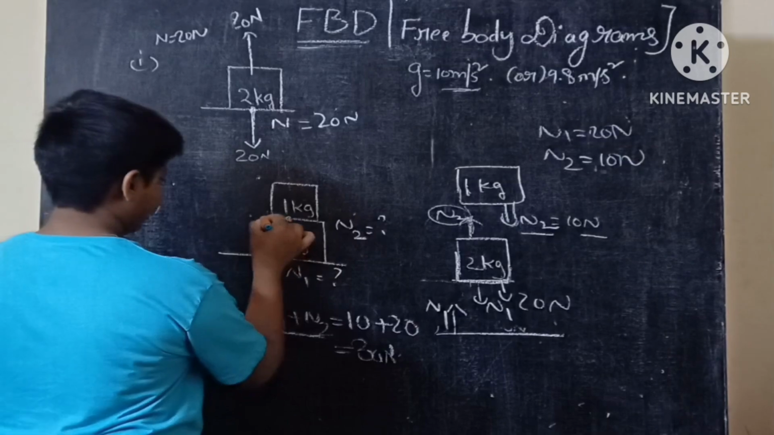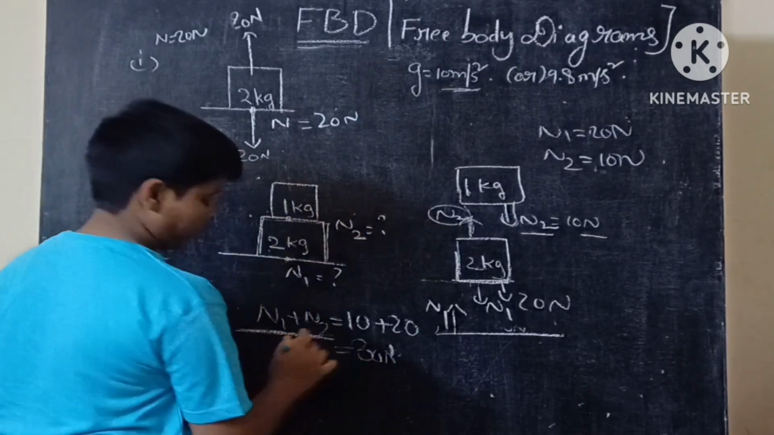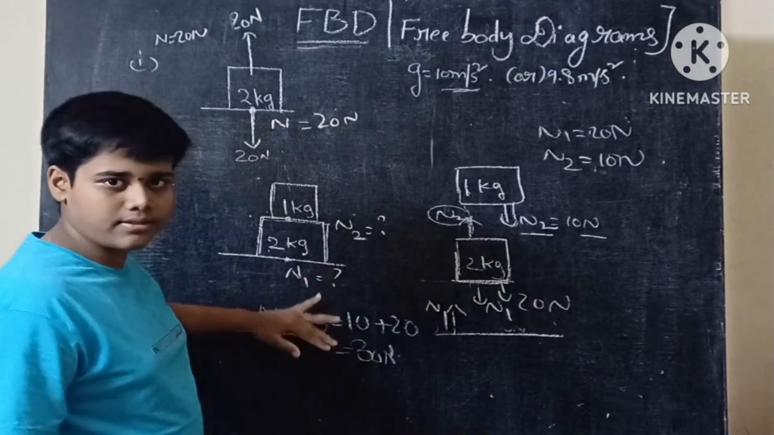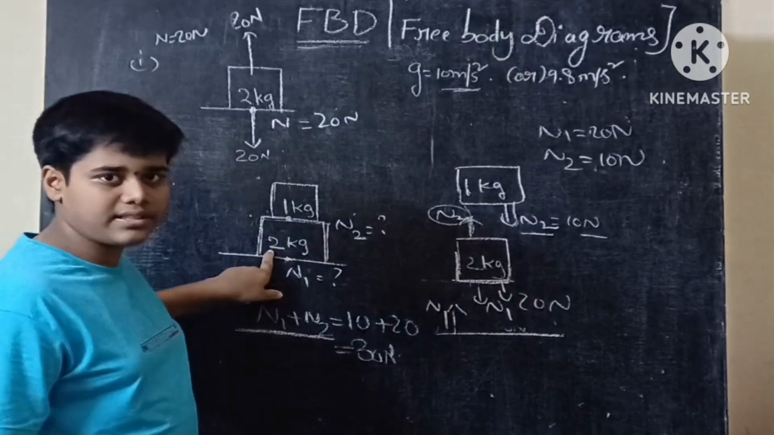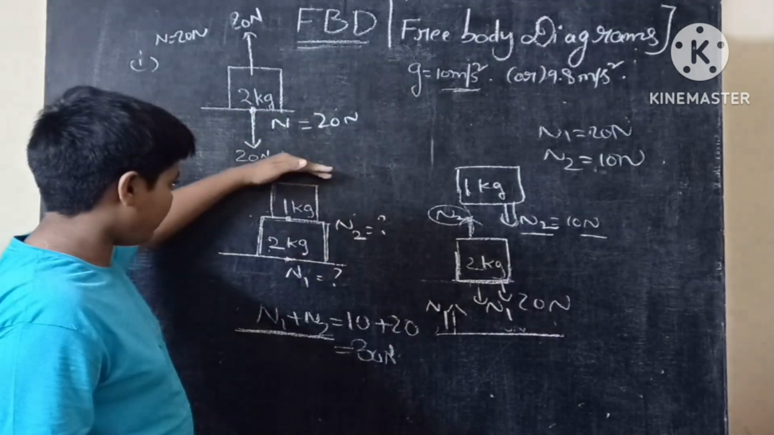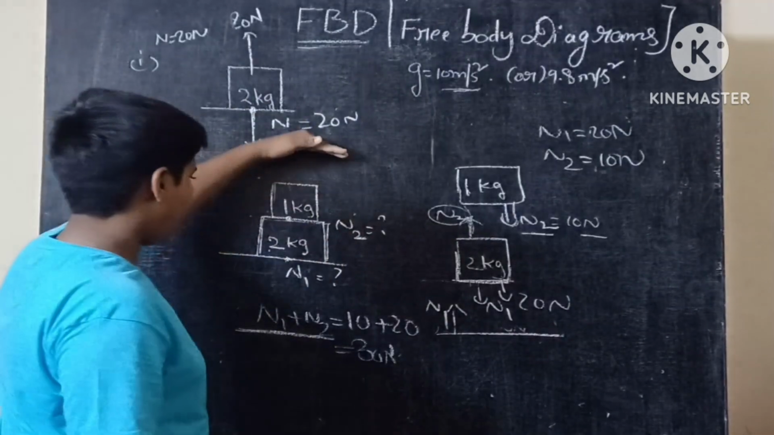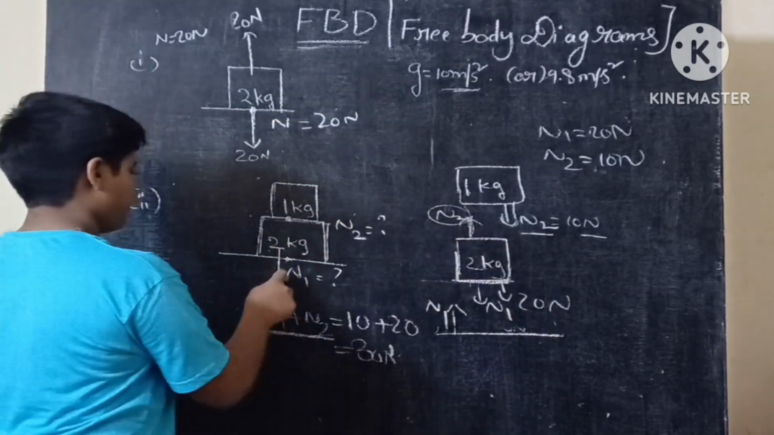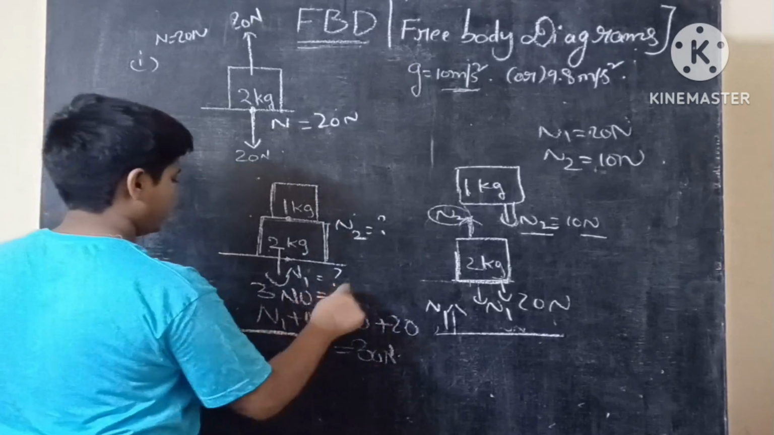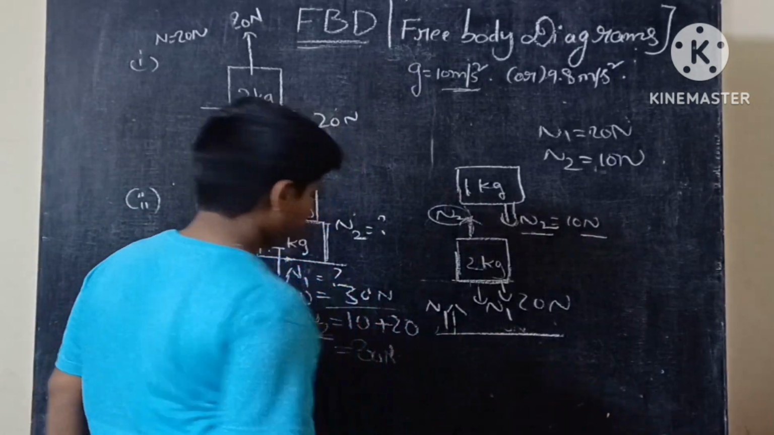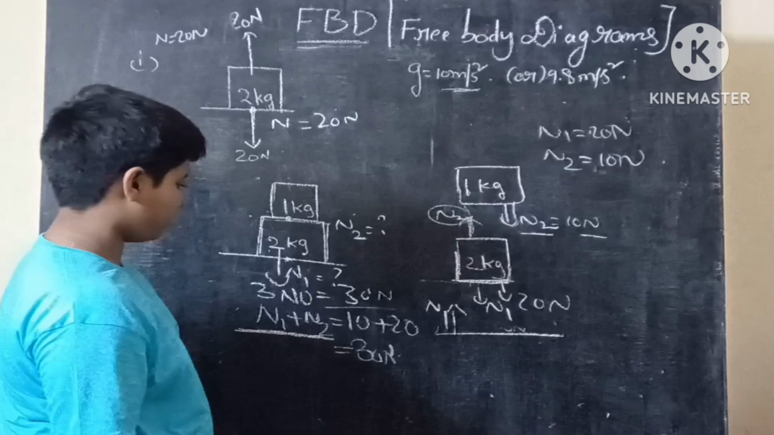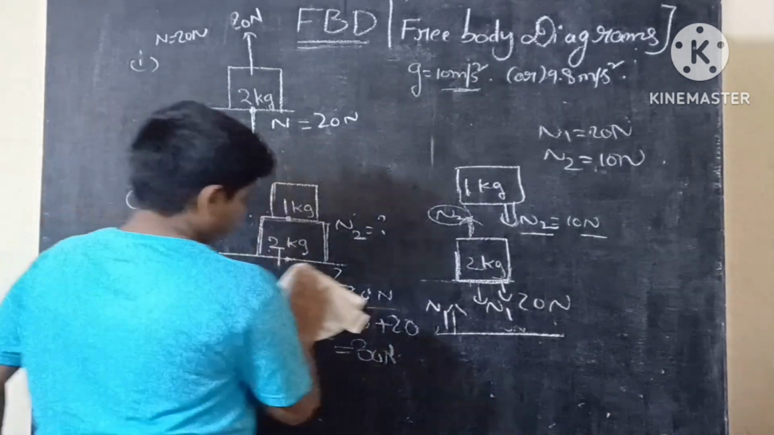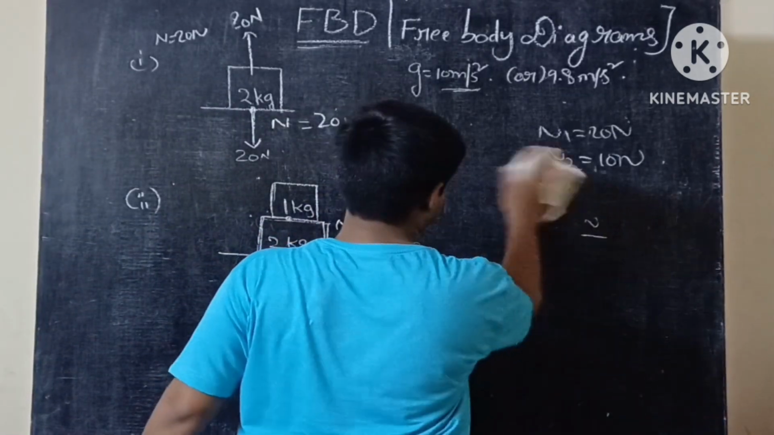If they ask the sum of normals, it means the total force acts downwards only, which means 1 kg plus 2 kg, a 3 kg body. Here we can take this whole body as a 3 kg body, and the 3 kg body applies some force on the ground. On the ground means 3 into 10 newtons, which means 30 newtons. So this is the final force. So if they ask the sum of normals, this is the second case.